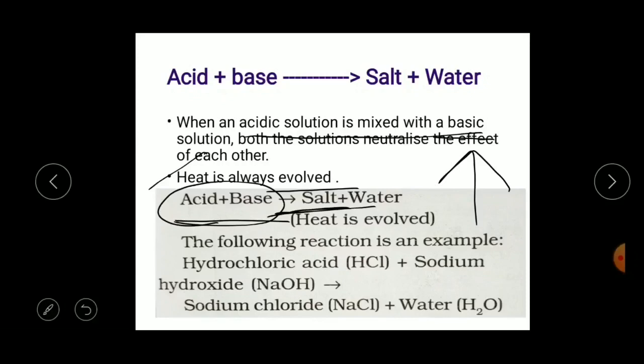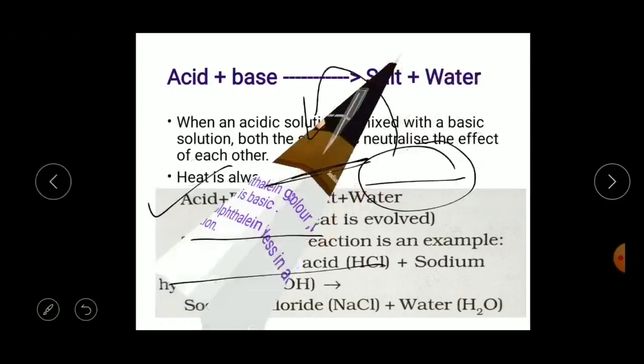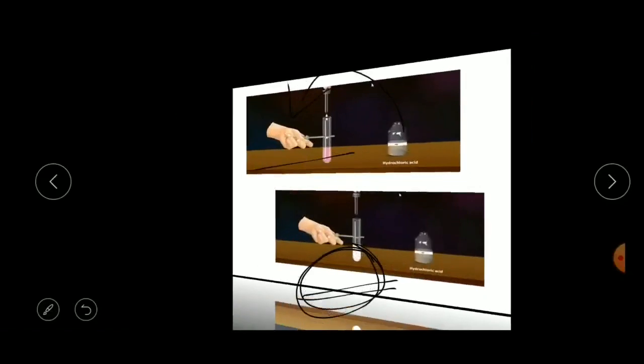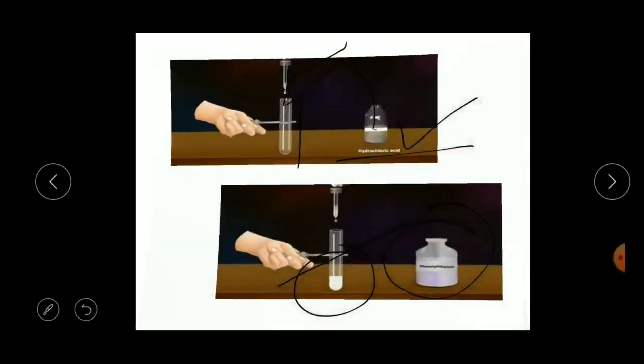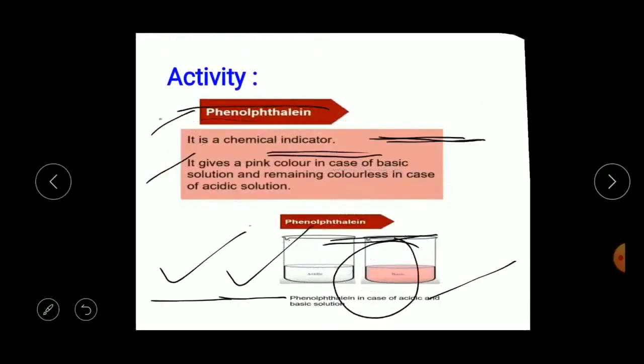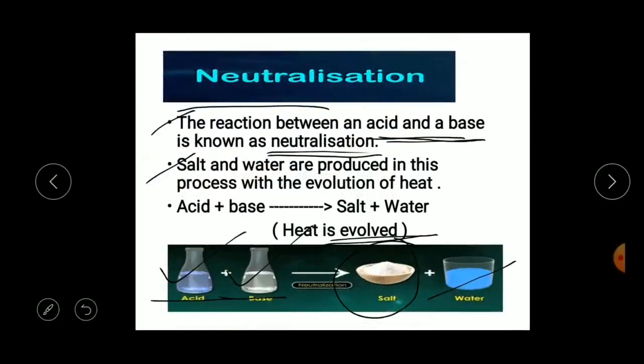So can you children tell me what is the definition of neutralization? Which you have already learned here, which I have said to you. What is the definition of neutralization? After performing this activity, what can we say neutralization is? The reaction between an acid and a base is known as neutralization, and salt and water are produced in this process with the evolution of heat, and this heat raises the temperature of the reaction mixture.